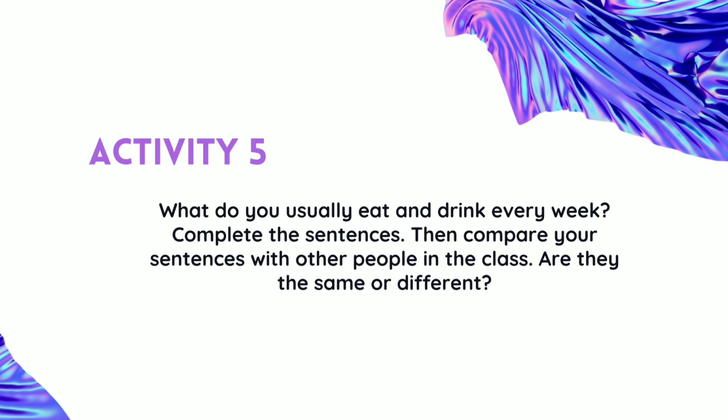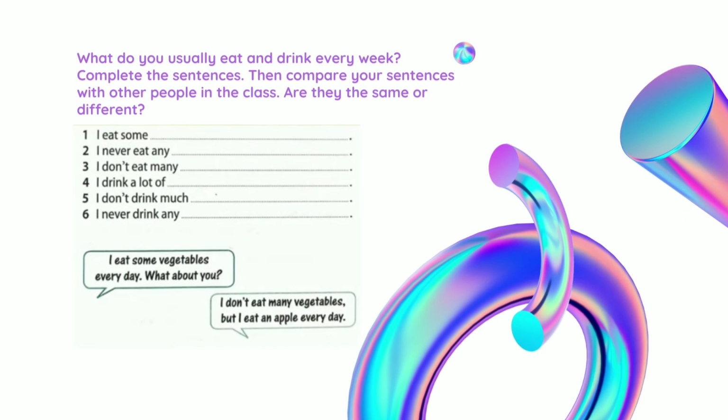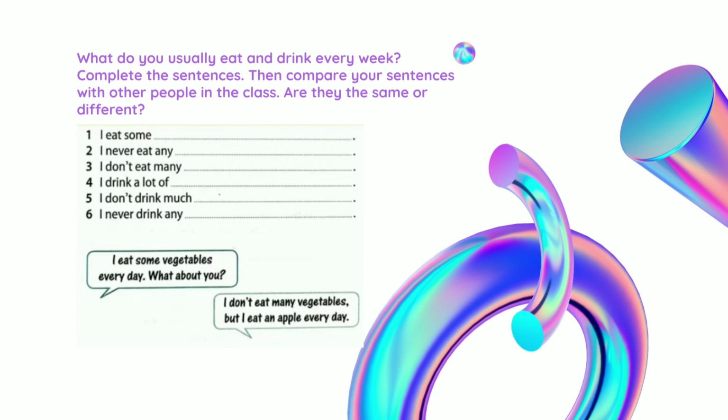Activity 5. What do you usually eat and drink every week? Complete the sentences. Then compare your sentences with other people in the class. Are they the same or different?